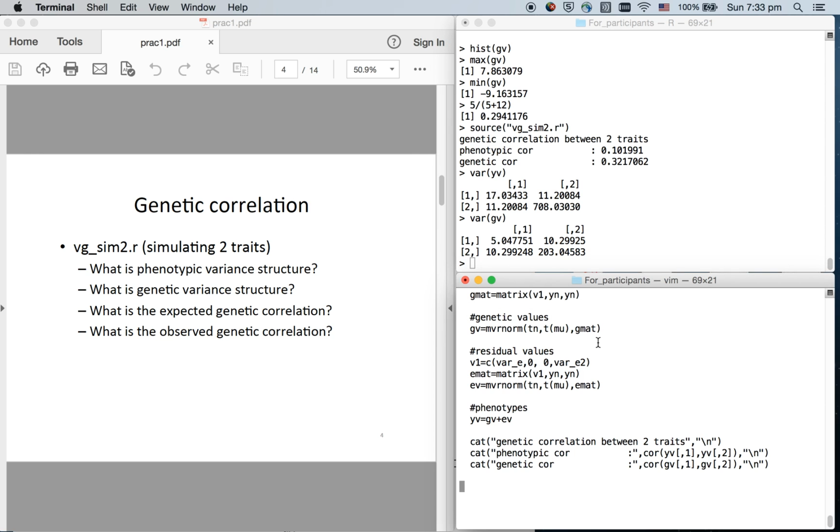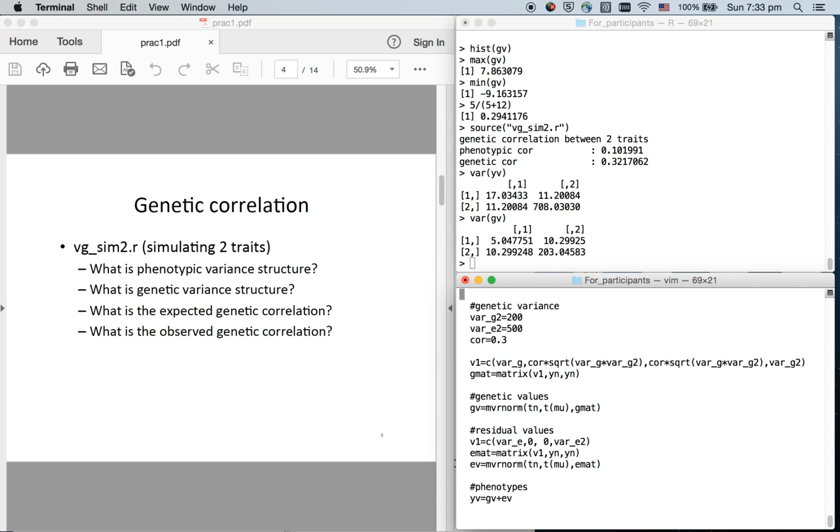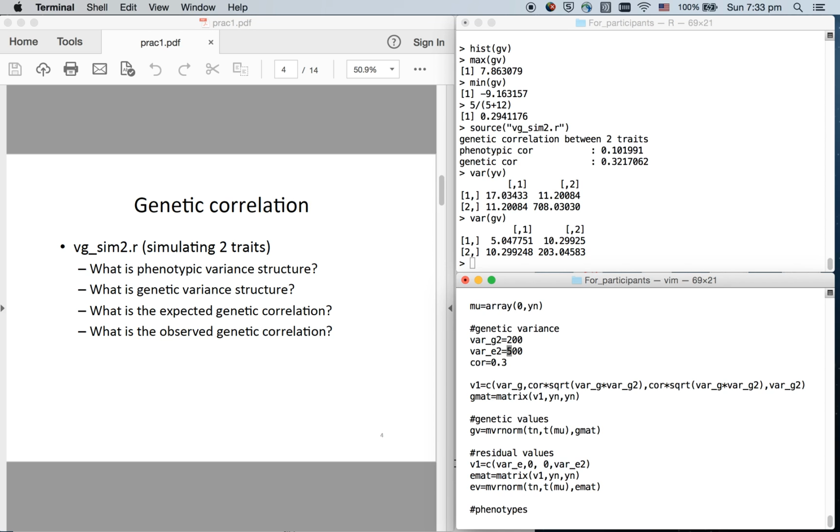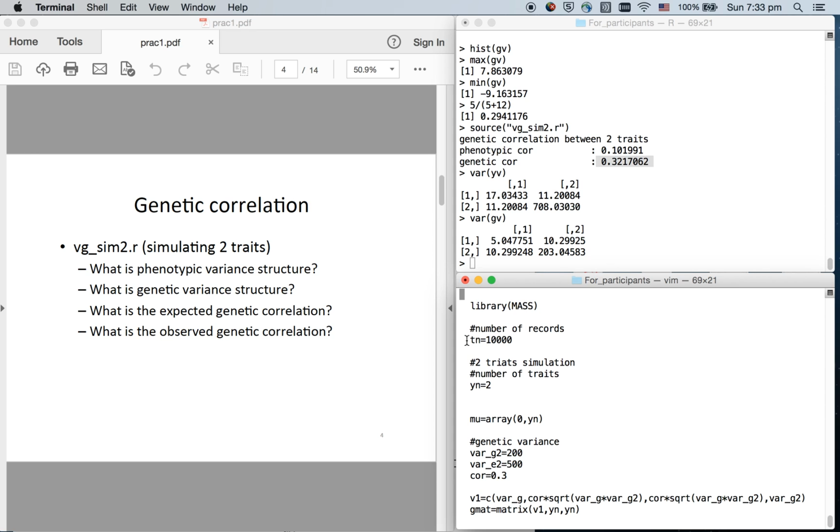You can probably check according to this code whether that agrees with this observation or not. So what is the expected genetic correlation? Because you simulated it, the true simulated value is 0.3, right? So the expected genetic correlation is 0.3. Then what is the observed genetic correlation from the data? This is around 0.32. It's quite close, right? It follows the same principle, depending on the number of records. If the number of records is very small, then this difference can be large. But if the number of records gets large, then the expectation and observation get close.